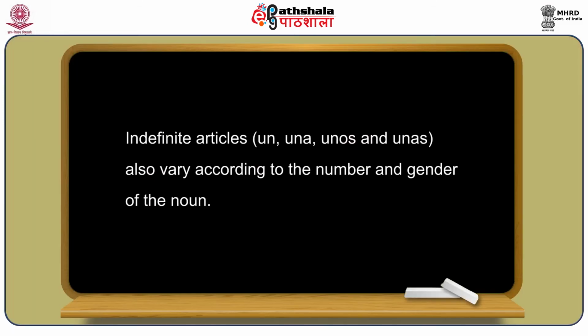Now let's talk about the indefinite article, which in English is a or an, and some. Some is the plural. In Spanish, the indefinite articles are un, una, unos, unas. So there are again four forms of indefinite articles. Same way as the definite article, these indefinite articles also vary according to the number and gender of the noun. If it is masculine singular, we will use un. If it is feminine singular, we will use una. If it's masculine plural, we will use unos, and if the noun is feminine plural, we will use unas.